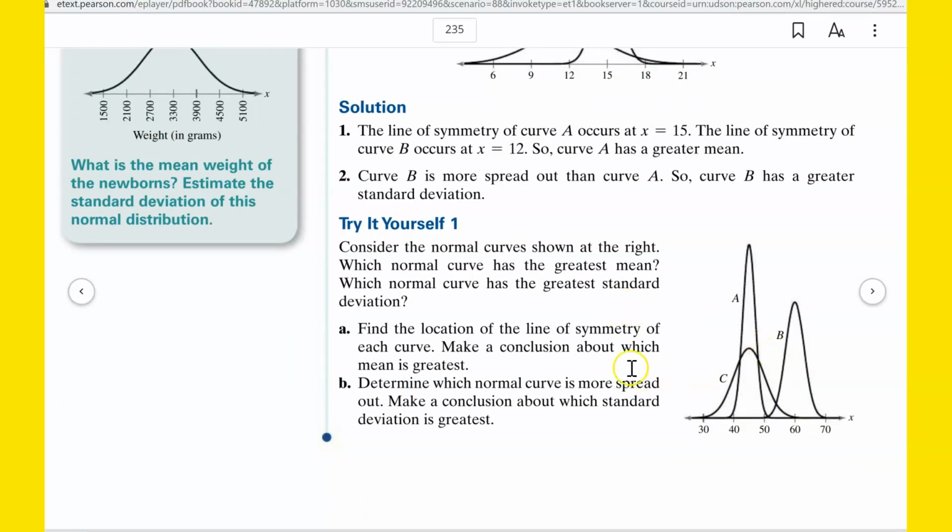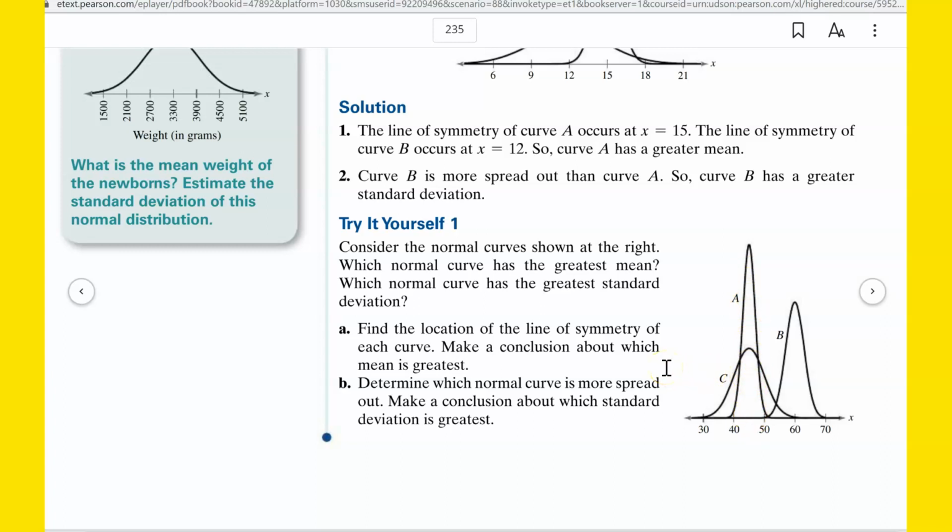All right, I'd like to do this one. Which of these has the greatest mean out of A, B, and C? Curve B has the greatest mean because the center of that curve, the mean of that curve, is farther down the x-axis. The mean of this curve is around 60. What about A and C? They have the same mean. The centers of their curves are lined up in the same spot on the x-axis, somewhere around 45.